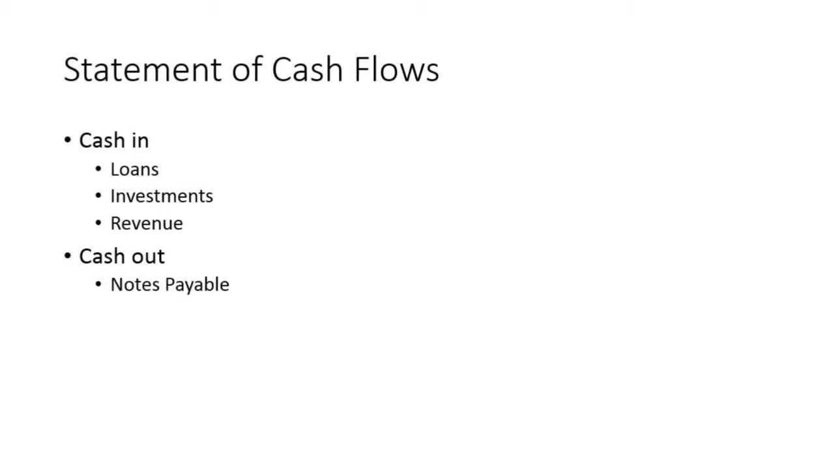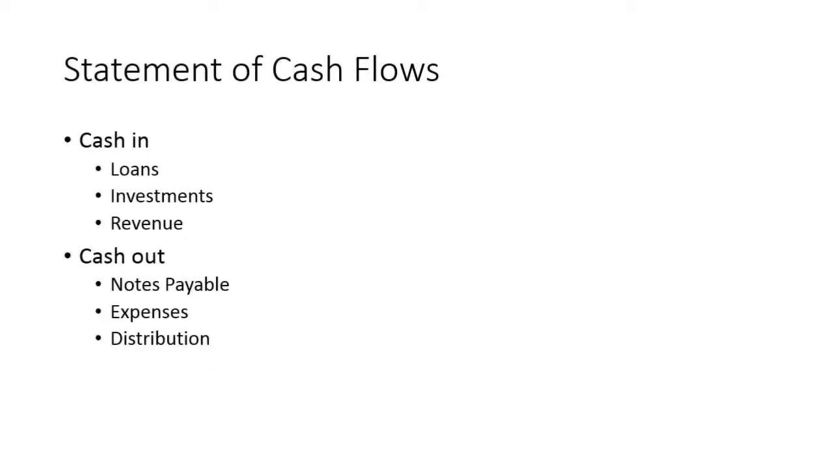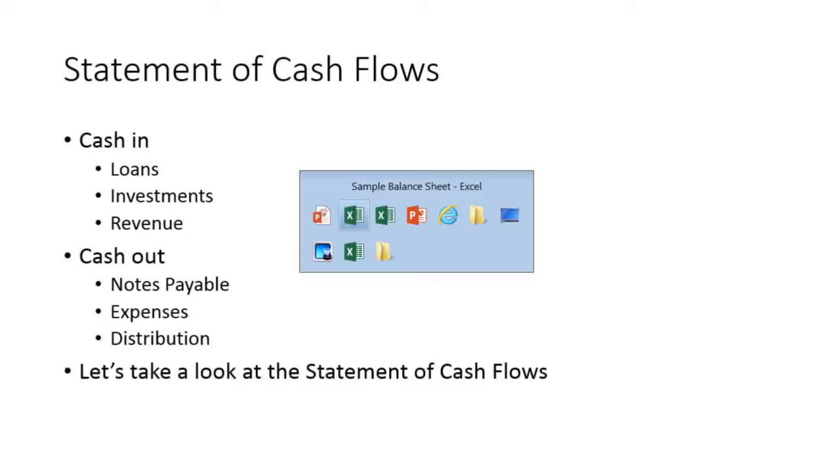Your cash out can be notes payable, if you maybe had a loan to yourself that you're paying back, or it can be a loan that you've asked from your bank. You can have expenses, which would show up in your income statement. And then you have distribution. Again, talking about the equity account, if you distribute money to yourself or to your business partners, that's cash going out of your company that's not accounted for in your income statement. So this is where businesses can run into problems. They can look at their income statement and say, well, I made $100,000, so why don't I have $100,000 in the bank account? So let's take a look at the statement of cash flows.